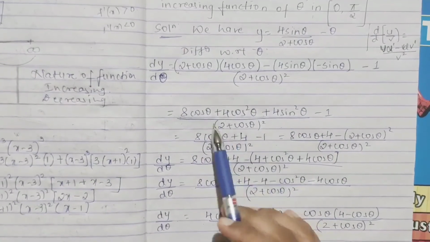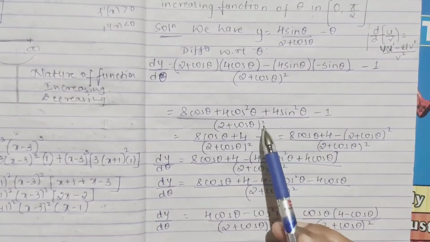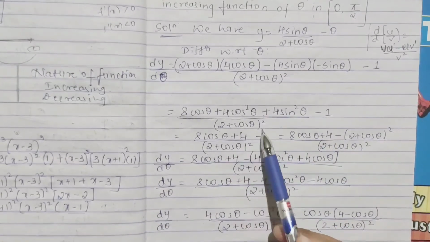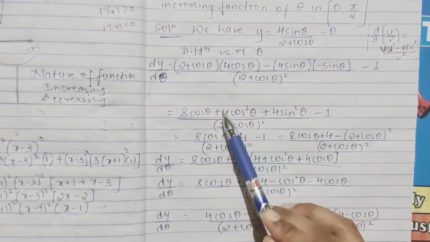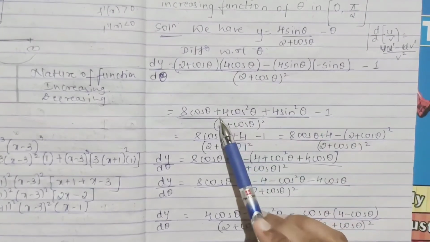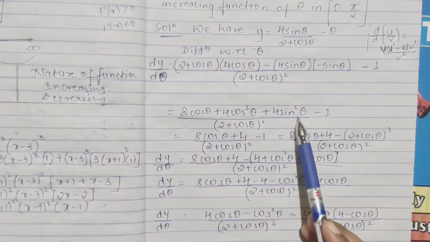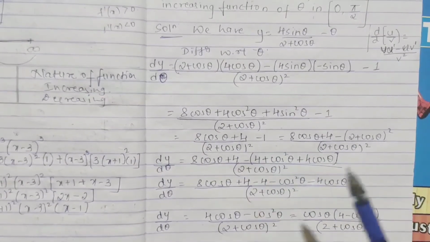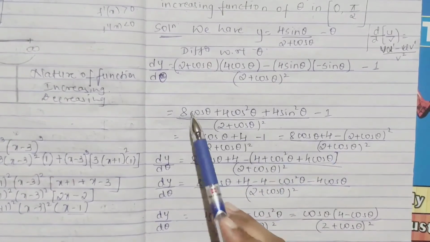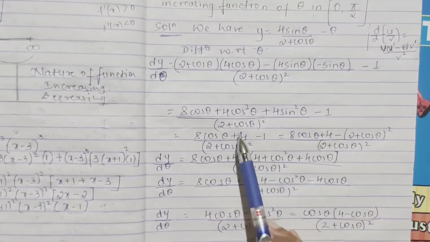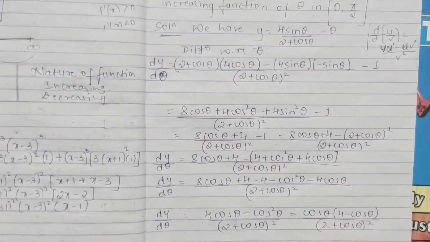Now here we can take our LCM, because still here also we are in a mixed portion. So take the LCM, 2 plus cos theta whole square. Here you see cos square theta plus sin square theta is 1, 4 I can take common. So 8 cos theta plus 4, because cos square theta plus sin square theta is 1, so 4 into 1 is 4, minus 1 by 2 plus cos theta whole square. Take the LCM, so you get 8 cos theta plus 4 minus 2 plus cos theta whole square, whole divided by 2 plus cos theta whole square.